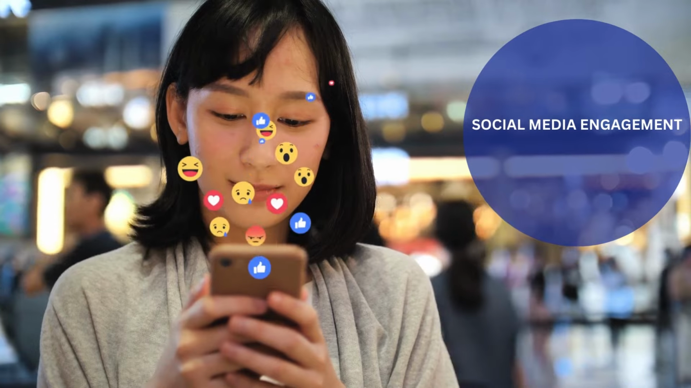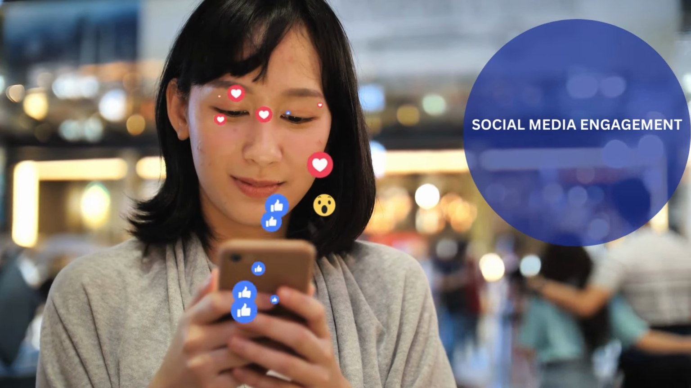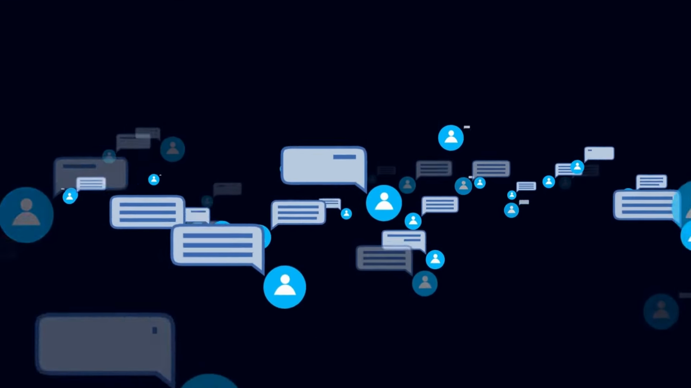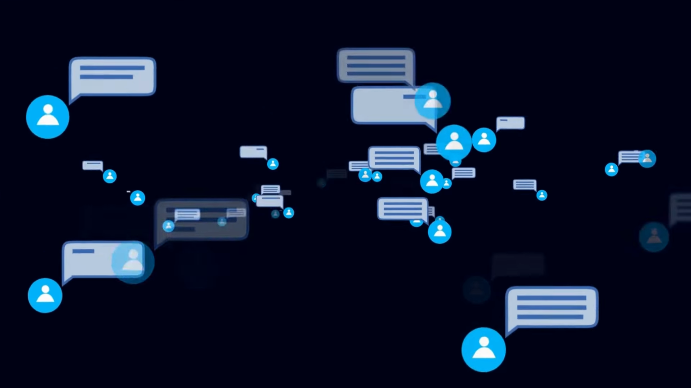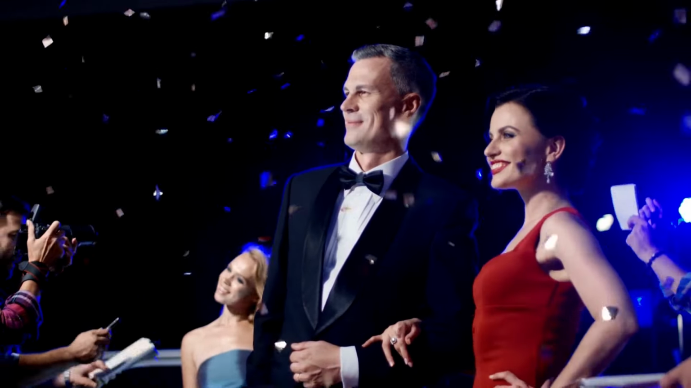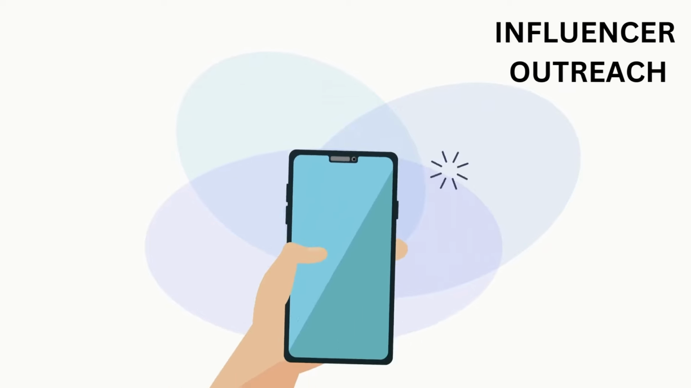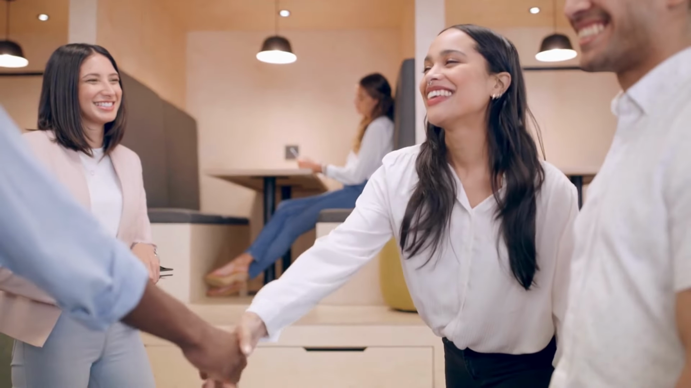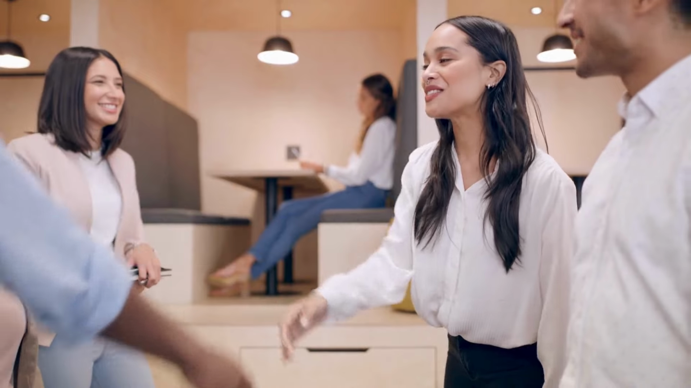2. Social media engagement. Engaging on social media platforms can indirectly influence your SEO. Sharing your content, interacting with your audience, and building a strong social presence can drive traffic and increase your website's visibility. 3. Influencer outreach. Collaborating with influencers in your niche can amplify your brand's reach.